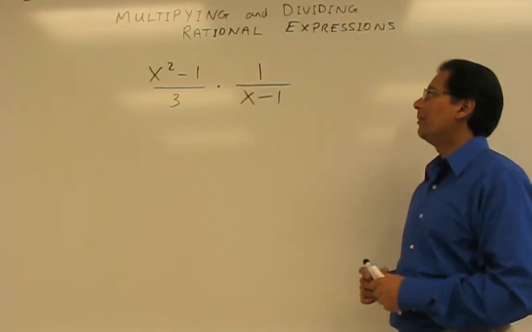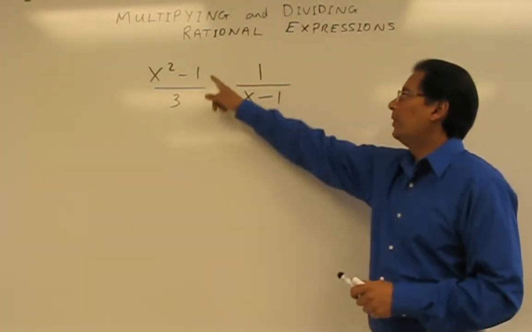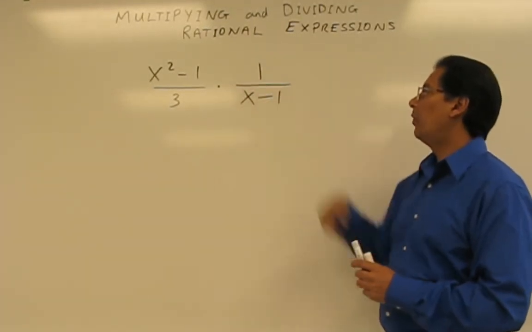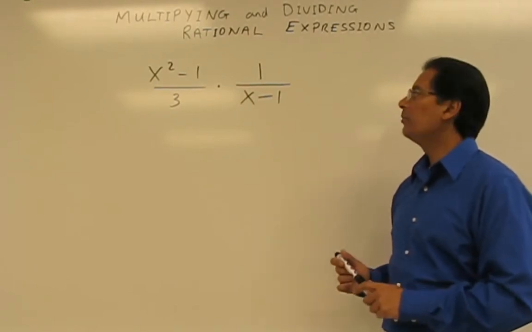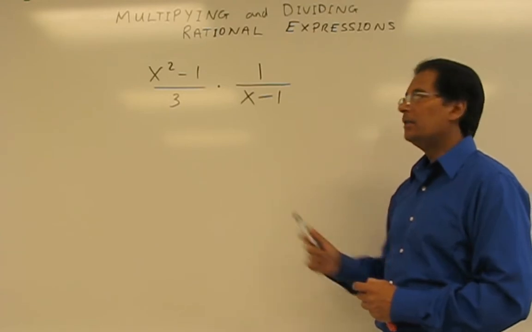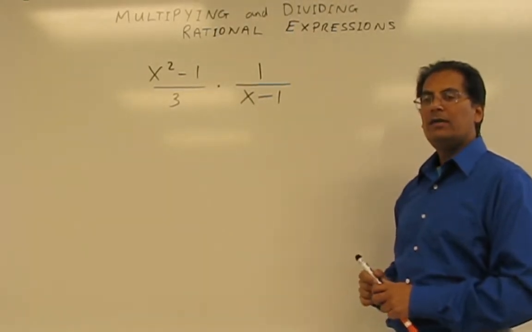Okay, in this example, we're going to multiply these two expressions: x squared minus 1 divided by 3 times 1 over x minus 1. And we look to see if we can factor numerator and denominator. In this case, x squared minus 1 is the difference of two squares.